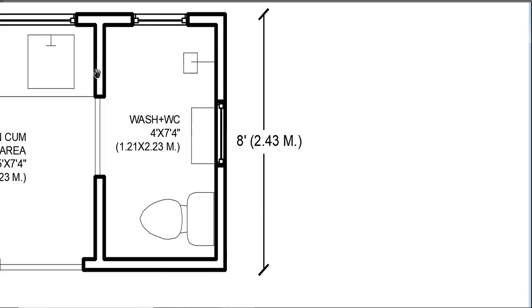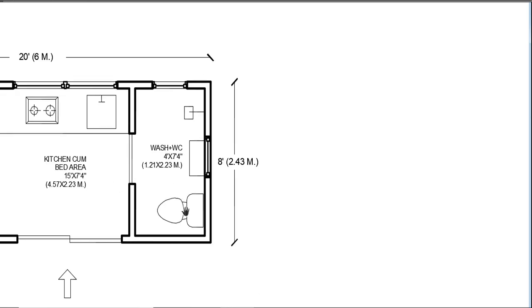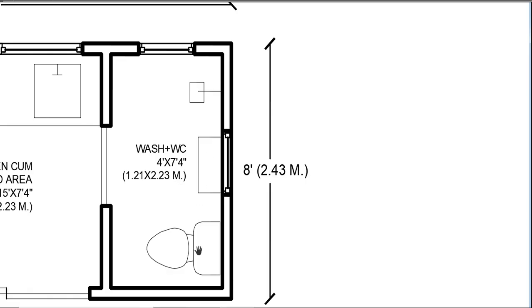The size of this washroom is 4 feet into 7 feet 4 inches, in meter 1.21 into 2.23 meter. You can see here the wash basin, water closet and the shower area, and we have ventilators for ventilation of this washroom. So this is the floor plan of the house you are watching on the screen.